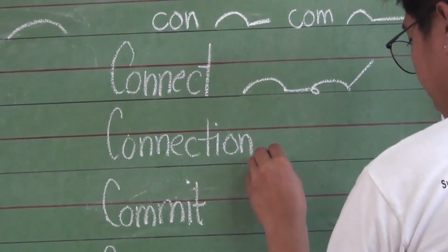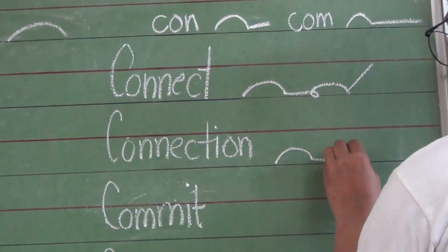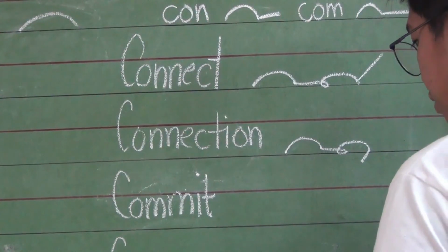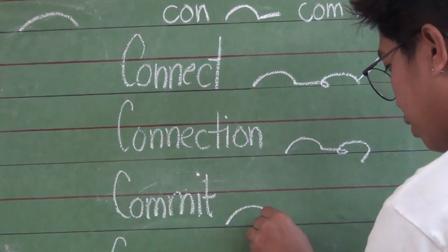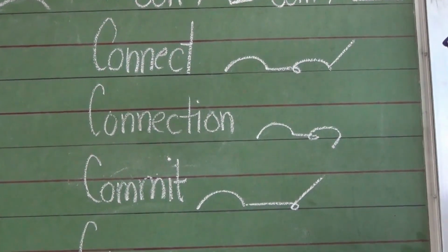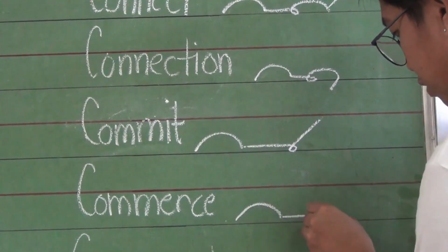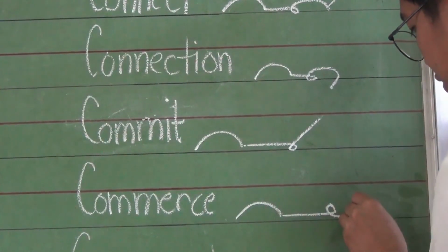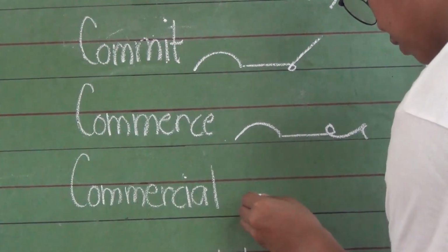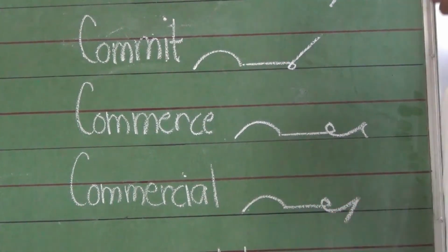Next, connection. It is represented by K, N, E stroke, K, and each stroke. Next, commit. It is represented by K, M, E stroke, and T. Next is commerce. It is represented by K, M, E, R, and left S. Next, commercial. It is represented by K, M, E, R, and each stroke.